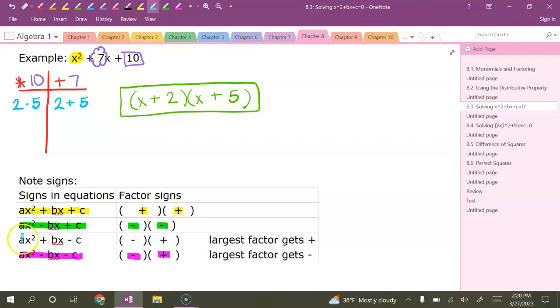And in the last situation, if you have a plus sign first and then a minus sign, your signs are also going to be positive and negative. So kind of similar to that last situation, just different signs that you're looking at here.